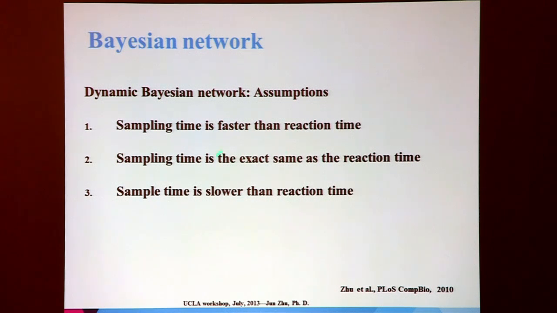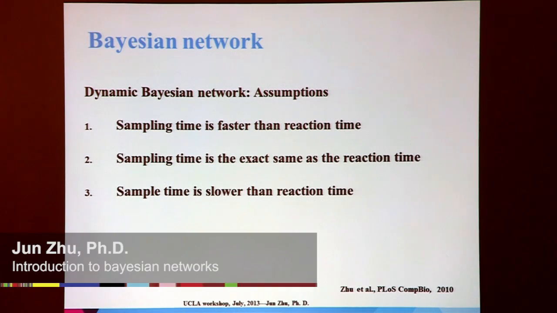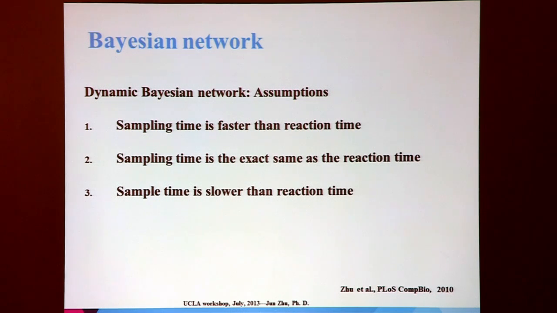Then what is the assumption of all these? What is the form you want to capture? Really it depends on the sampling time versus the regulation or reaction time. If your sampling time is much faster, you have lots of samples, much faster than the reaction time, then it's simple, a two-layer classic dynamic Bayesian network, or what is called a Granger causality network. Fine, so everything depends on the previous time point.